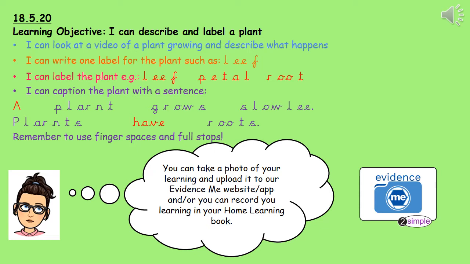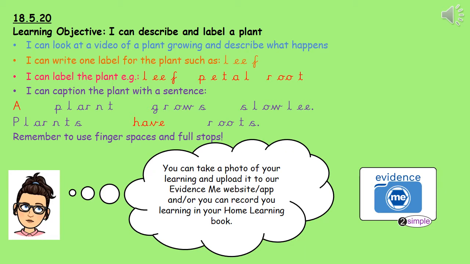Here is your learning for today, everyone. You don't have to complete all the activities. It's choosing the activity that you think is going to challenge you, but not be too tricky. So we're thinking about describing and labeling plants today. So the first target is, I can look at a video of a plant growing and describe what happens. Can you talk about what is happening in the video to your grown-up?